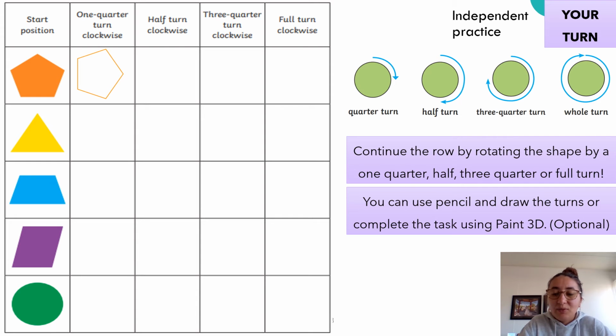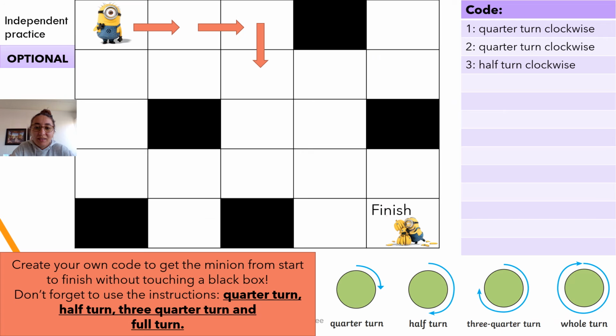Your next activity, which is optional, is to have a go at practicing quarter turns and anti-clockwise and half turns, all of those, by creating a code for the minion to reach the finish line. So I've started it for you. You can use mine or you can even create your own. You're going to create your own code to get the minion from the start to the finish without touching a black box. Use the instructions, so I've put the purple box here for you.